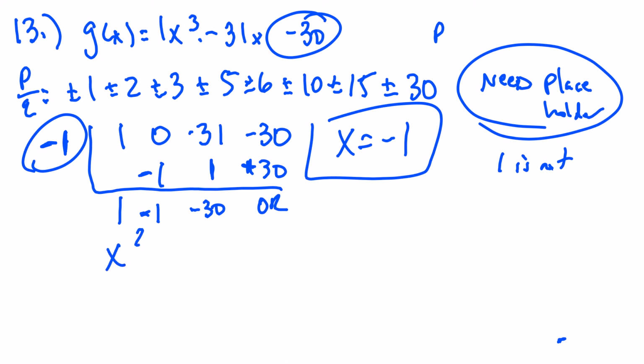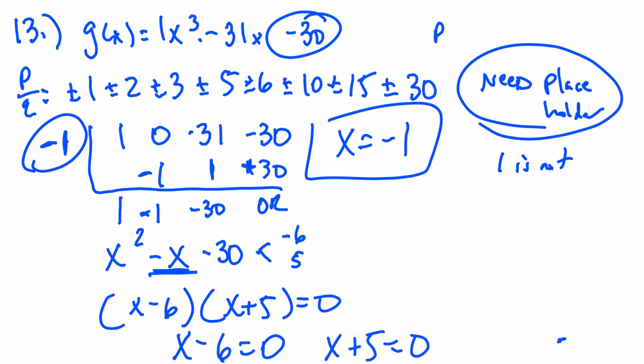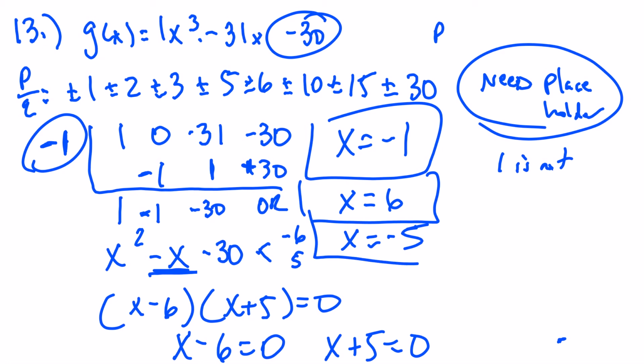So now I'm left with x squared minus x minus 30. Well, I know that you can get 30 from negative 6 and positive 5, and that together adds up to negative 1. So I say x minus 6, x plus 5. Remember, it's equal to 0. So x minus 6 equals 0, x plus 5 equals 0, which means x is equal to 6, x is equal to negative 5. And we're done. That's it.